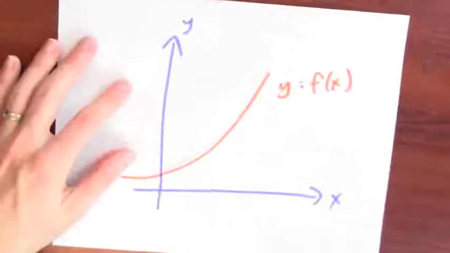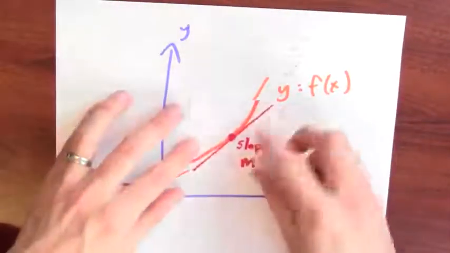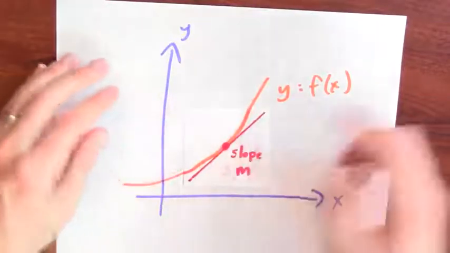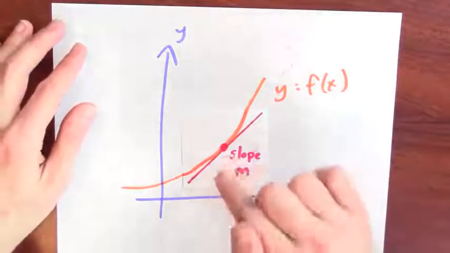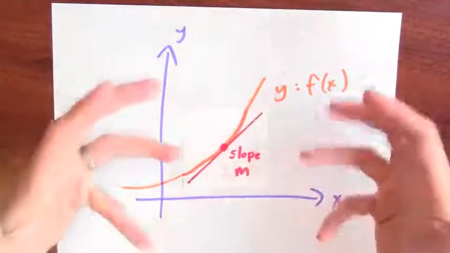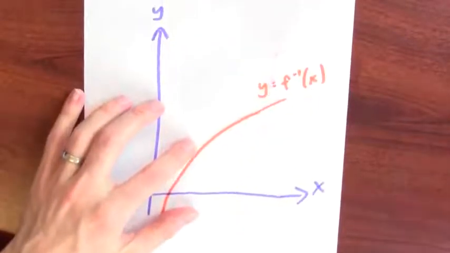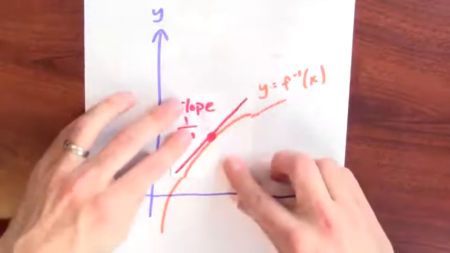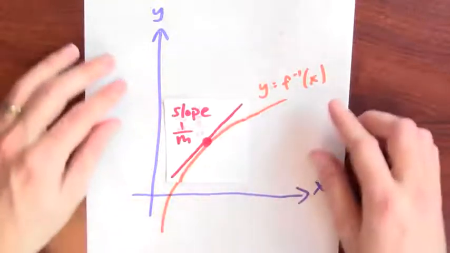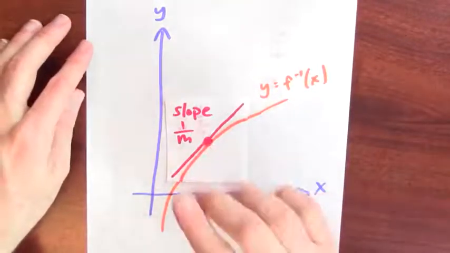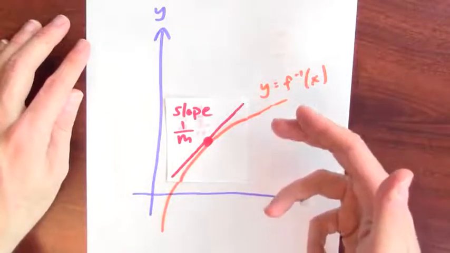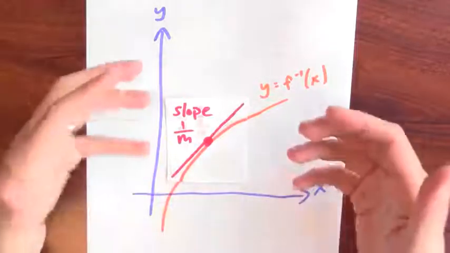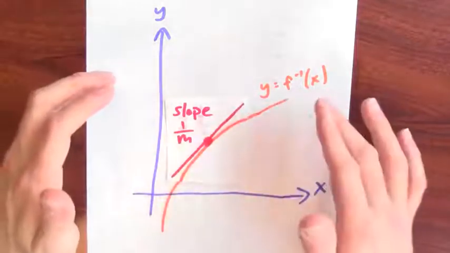Alright, so let's go back to the original function, and if I put down a tangent line to the curve at some point, let's say that tangent line has slope m. Well, what's the tangent line of the inverse function? That'd be the derivative of the inverse function. If I flip over the graph again to look at the graph of the inverse function, I can put down a tangent line to the inverse function, and that has slope 1 over m. If m was the original slope for the tangent line to the original function, 1 over m is the new slope to the tangent line of the inverse function.